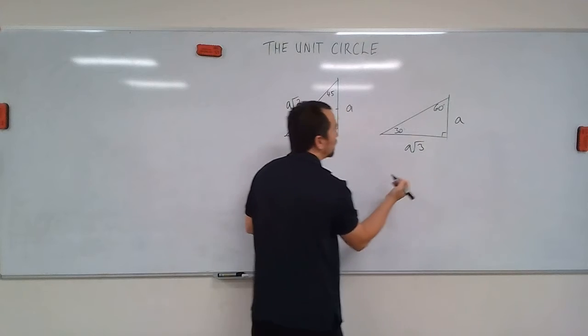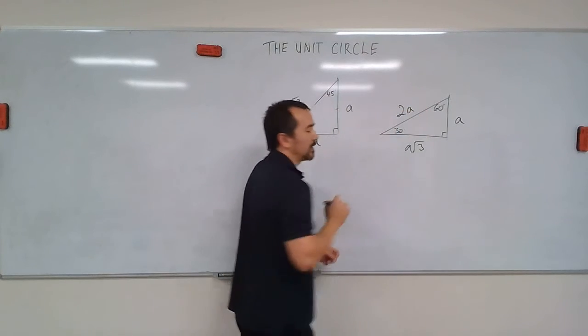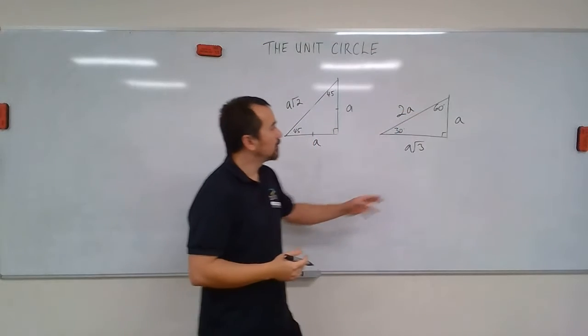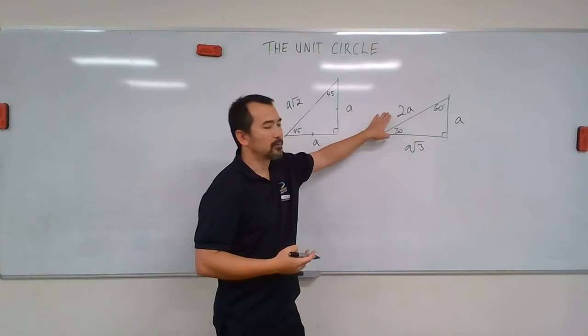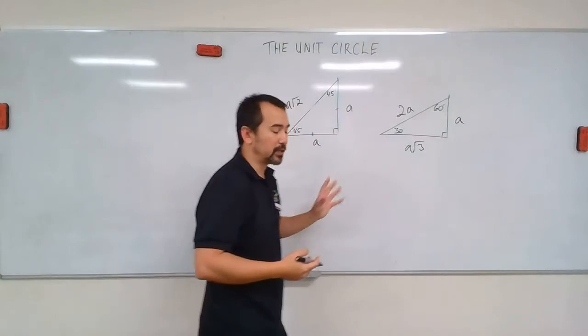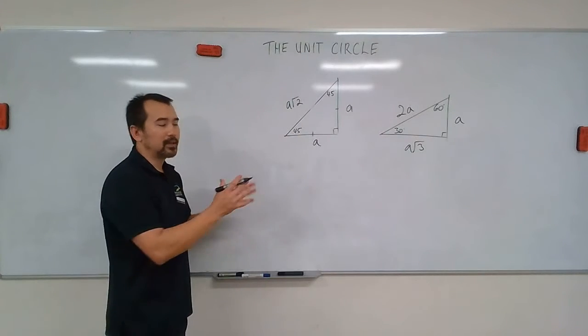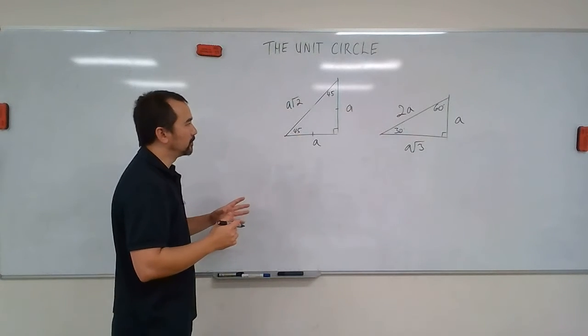Coming over here, the ratio works this way. A, A root 3, and 2A. So for example, if the value of A was 4, then this side would be 4 root 3 and this side would be 8. Okay, that's the way the ratios work.